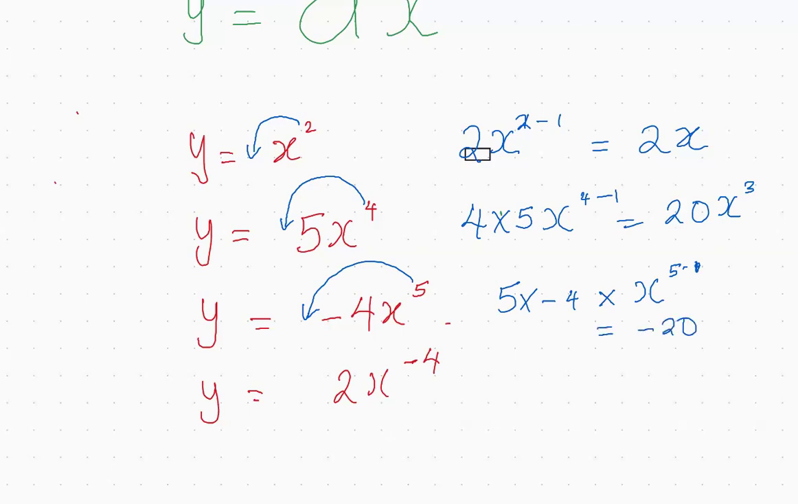Then the last one, this one gives you what? Minus, you put this one here. Minus 4 times 2, that gives you minus 8, x to the power of minus 4 minus 1, that gives you minus 5. So just try and have a go. Check your work, if you got it right. And if you don't get it right, just try and make corrections.